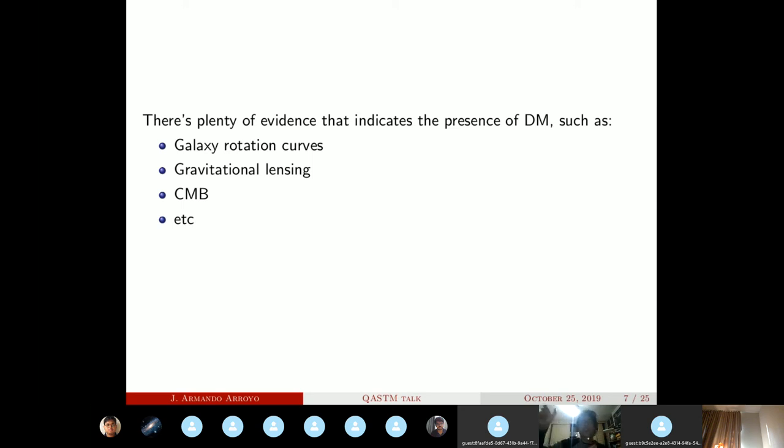One can measure in the CMB these oscillations. And the height of these oscillations depends on the ratio of dark matter to baryonic matter. So again, from measuring this, one can estimate the percentage of dark matter in comparison with the visible matter. But that's the general idea. And there's more evidence.